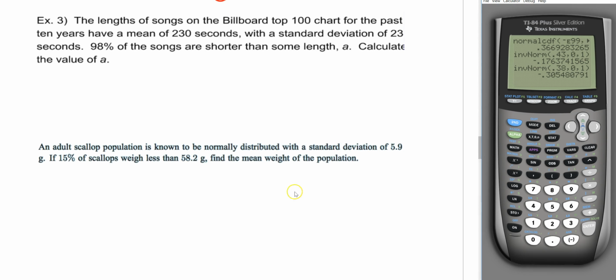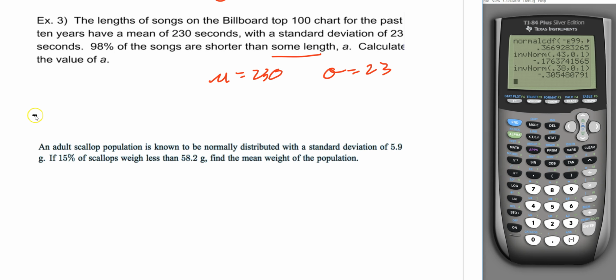This is a real problem now. The lengths of songs on Billboard's Top 100 chart for the past 10 years have a mean of 230 seconds. So our mean is 230. And a standard deviation of 23. 98% of the songs are shorter than some length A. Calculate the value of A. So this is a classic IB problem. Classic. They'd love to ask questions like this.